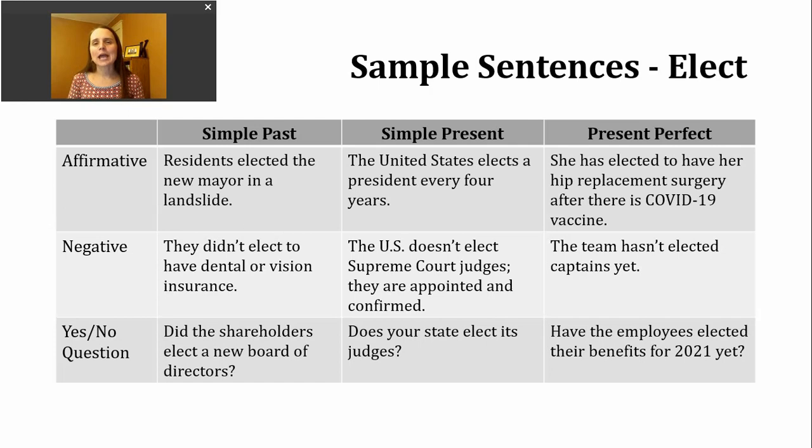Finally, let's look at making a yes or no question in the present perfect. To do this, we will start with have or has, then we'll have our subject, and then the participle form of the verb. Have the employees elected their benefits for 2021 yet? So again, this is connecting to that meaning of making a choice.